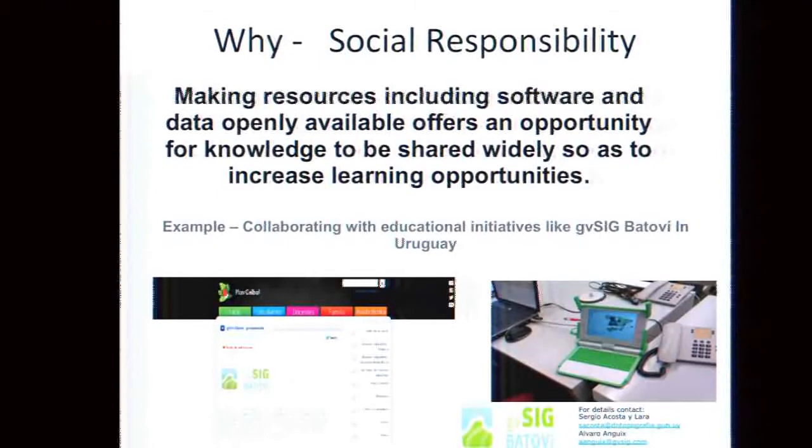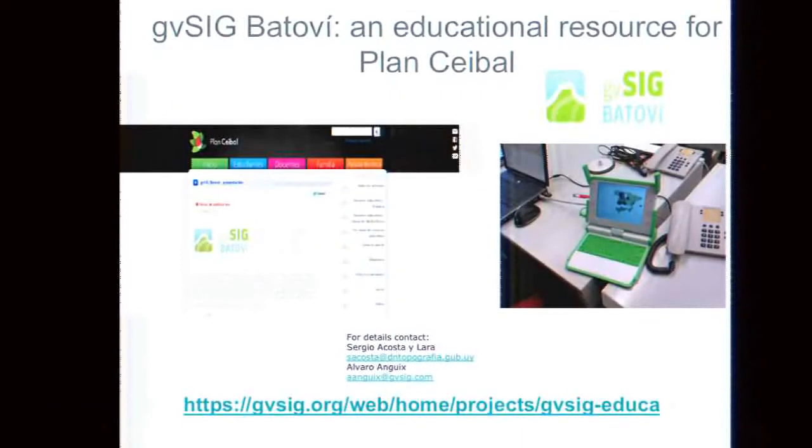Uruguay, for those of you who don't know, is a developing country in South America, and they have been progressing on the education front by developing a lot of innovative tools, mostly built on what was known as the Plan Ceibal initiative, where for all schools across the country and all students, they were able to provide IT education. gvSIG Batovi specifically looks at how you can use geographic information for teaching students in schools. This is a very big success, and I was very impressed. One of the key people working on that is Sergio Lagasta from one of the government ministries there.